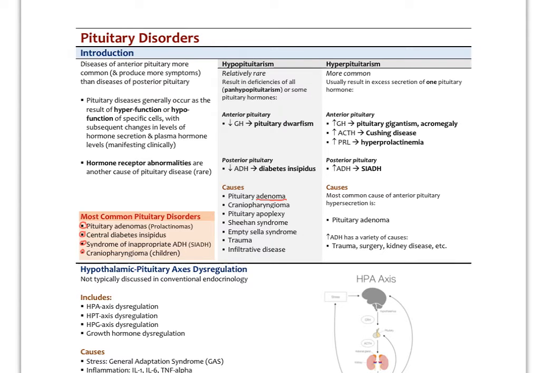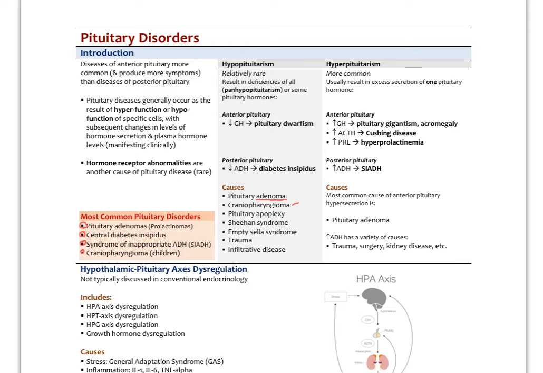We usually use the arbitrary cutoff of 1 centimeter as the big indicator. Tumors under 1 centimeter are known as microadenomas. Tumors over 1 centimeter are known as macroadenomas. The microadenomas have a lot better prognosis. They have a lot fewer symptoms and signs, versus the macroadenomas, which usually have a lot more invasiveness and a lot more problems associated with them.